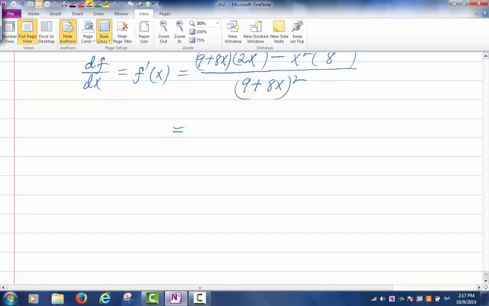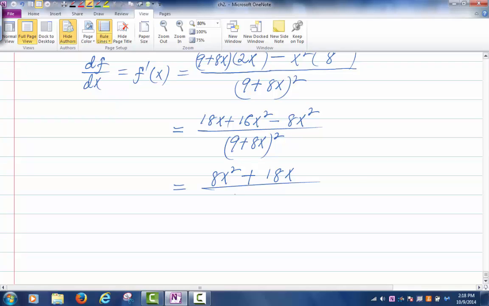So what is that? 9 times 2, that is 18x, minus 16. Why do I say minus? Plus 16x squared minus 8x squared, right? Divided by 9 plus 8x squared. So what is that? I guess we have 8x squared plus 18x over 9 plus 8x squared. So that's the first derivative.